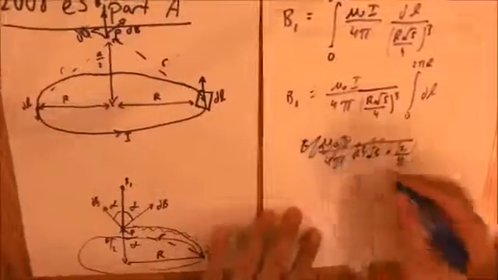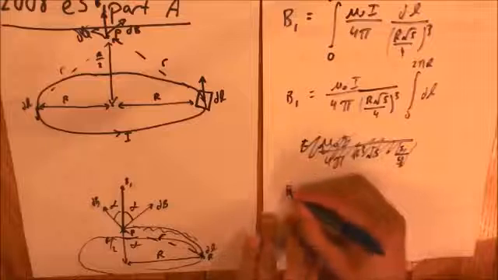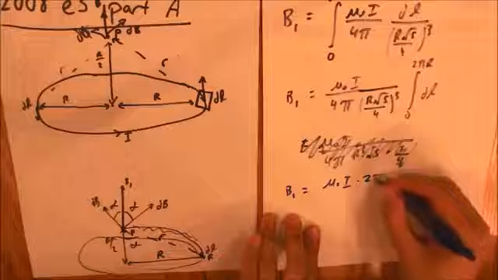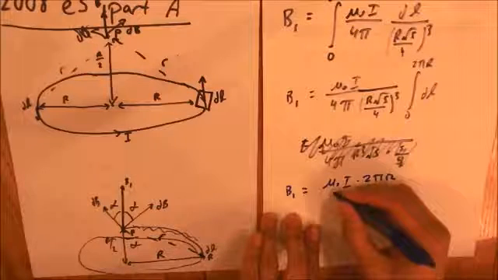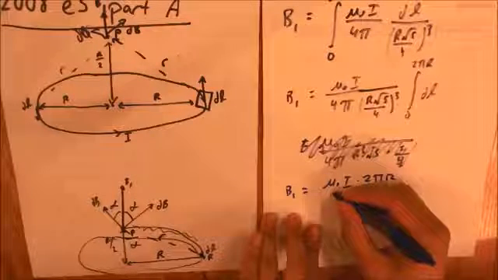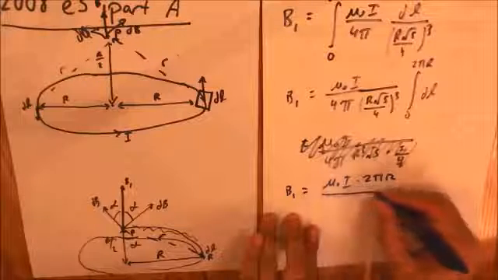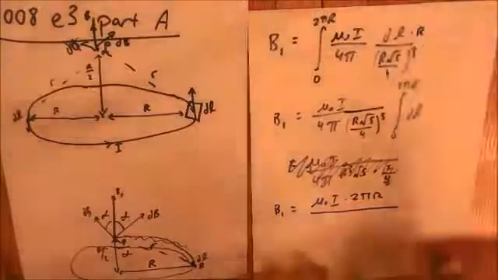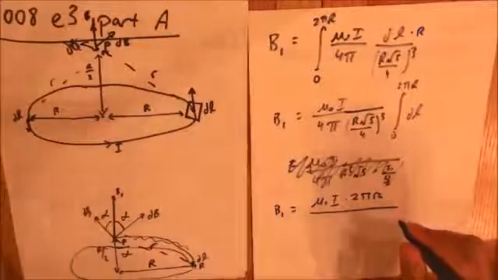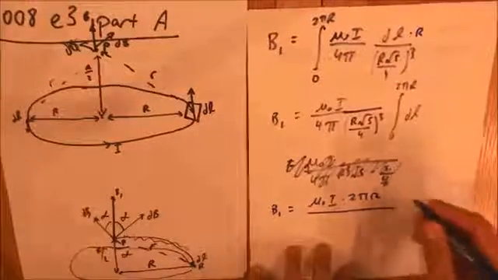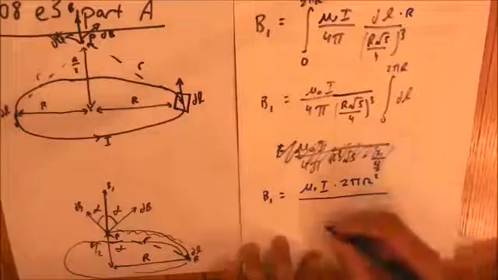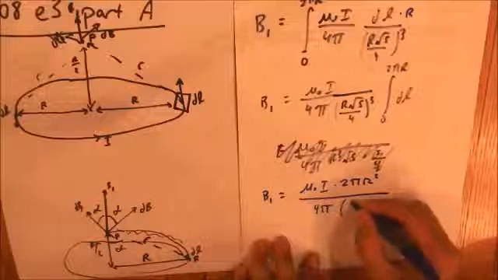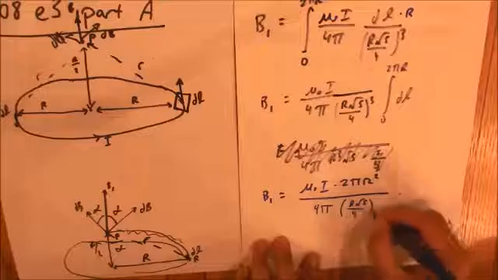Okay, I just got a new marker because that one was dying on me. So we're going to say B1 is equal to mu naught I times 2 pi R all over, oh, I messed up. I forgot to add this times r, because it's supposed to be r over r, so I just forgot to add that there. Times r squared over this 4 pi times R root 5 over 4 cubed.